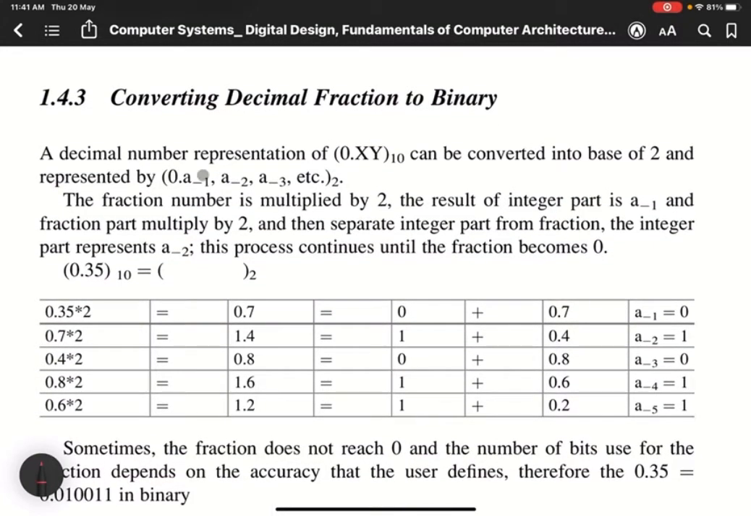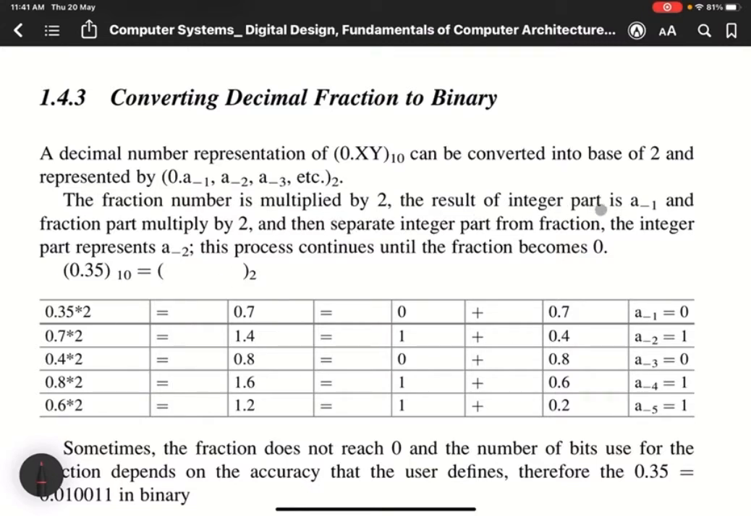So a decimal number representation of point xy, for example, to the base 10 can be converted into base 2 and represented by their negative index numbers. The fraction of numbers is multiplied by 2. So what we did earlier is division, but since the decimal numbers after the dot are less than 0, with negative index numbers, we'll use the reverse operation of division, which is multiplication.